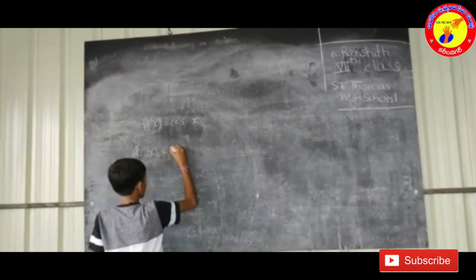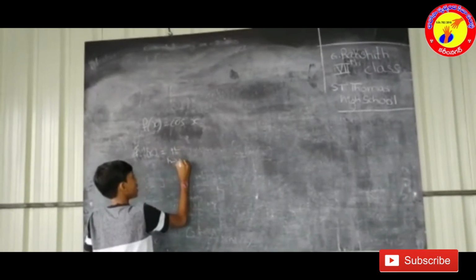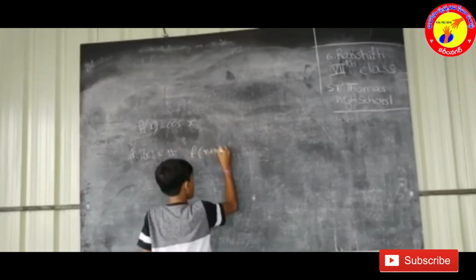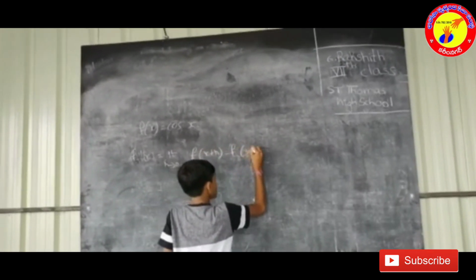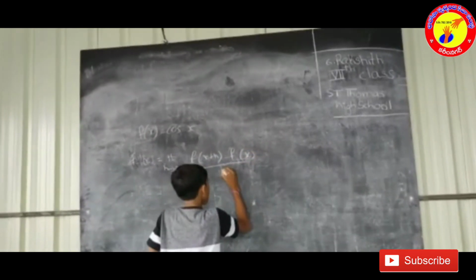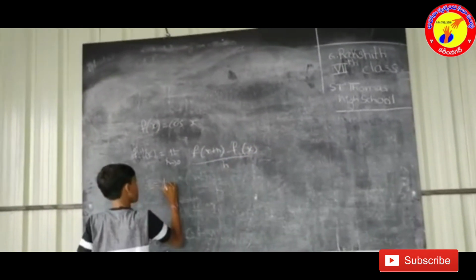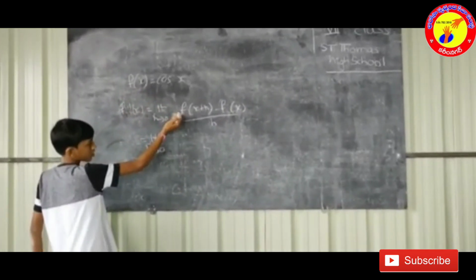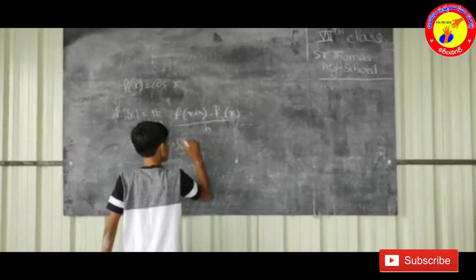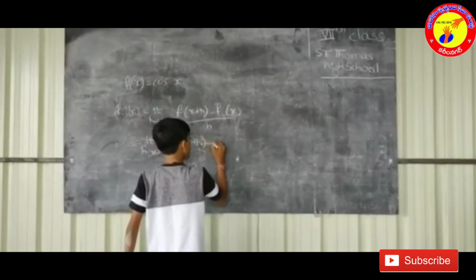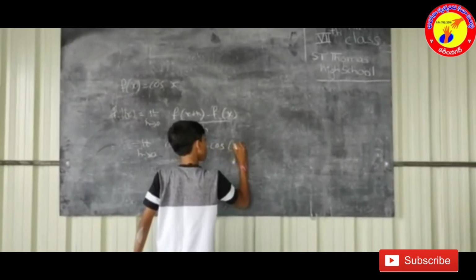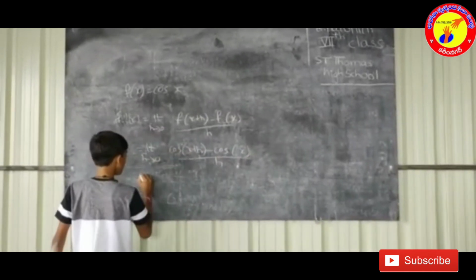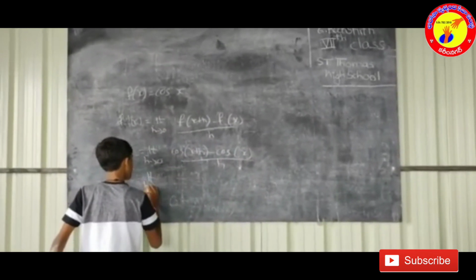f'(x) equals limit h tends to 0, where h is not equal to 0, of f of x plus h minus f of x by h. Here f of x is called cos. So in the derivative it is cos: cos of x plus h minus cos x by h, equal to limit h tends to 0.